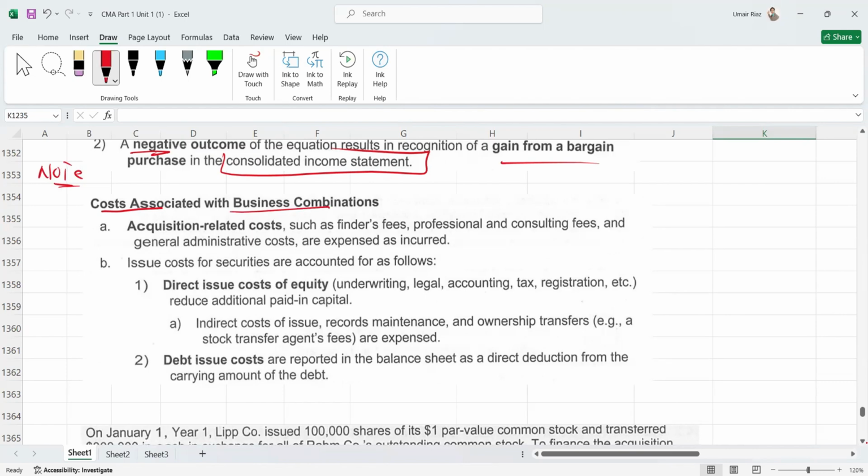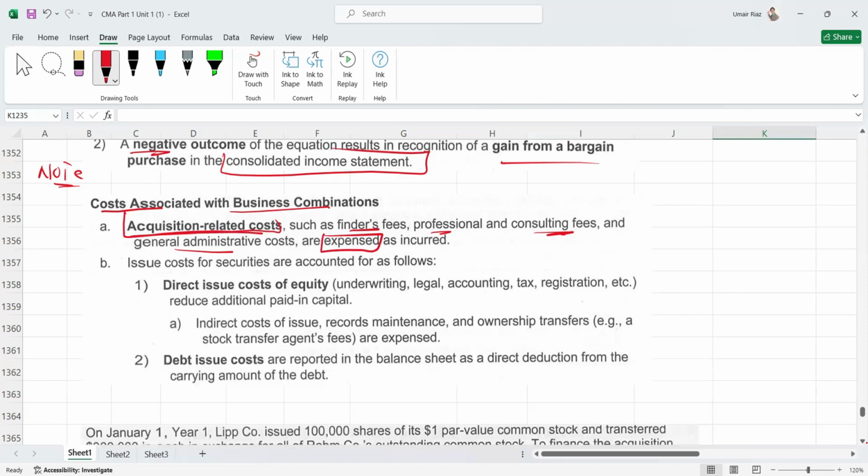Number one, acquisition related cost. Acquisition related cost is what? Sometimes you are hiring an agent who will find an acquiree for you, right? You will pay commission to them. Maybe you will pay some professional or consultancy fee, maybe some finder fee, to someone who will find a target company for you to acquire, and some general administration cost, all acquisition related cost. So these costs we always record as expense as incurred.